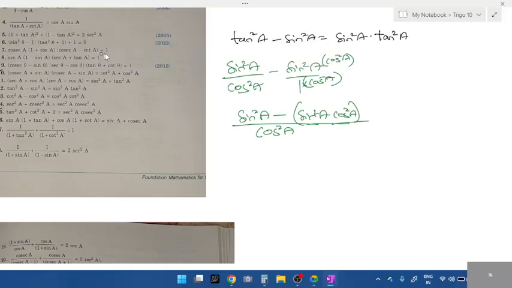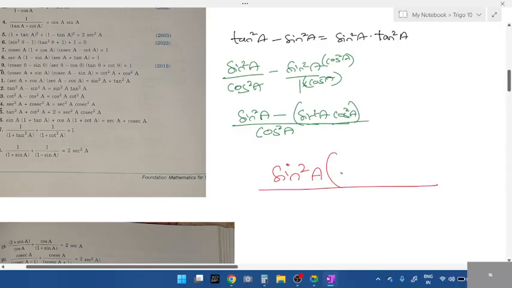Sine square is common to both, right? Don't write, students. When I'm teaching, don't write. See, sine square is common. If I take common, what do I get? 1 minus, divide. What is common? All of you know how to divide and find the remainder, or you want me to teach that?